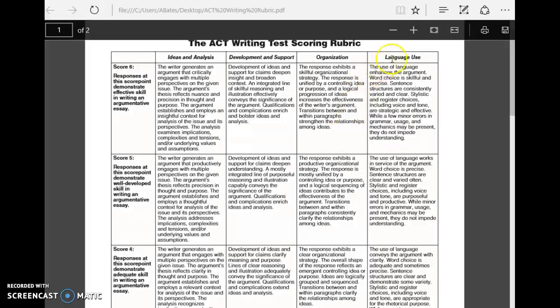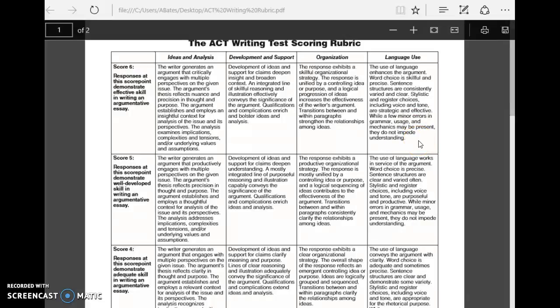Okay. And then the last topic is language usage. The use of language enhances the argument. Word choice is skillful and precise. Sentence structures are consistently varied and clear. Stylistic and register choices, including voice and tone, are strategic and effective. While a few minor errors in grammar, usage, and mechanics may be present, they do not impede understanding.